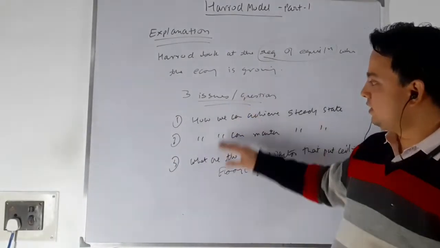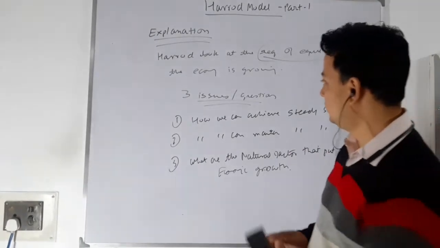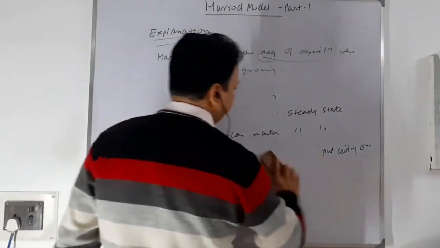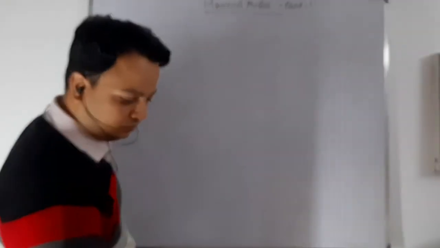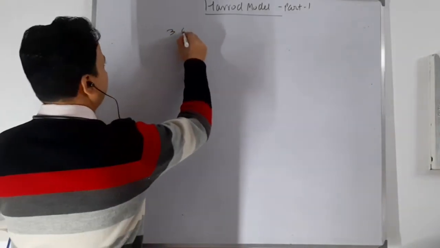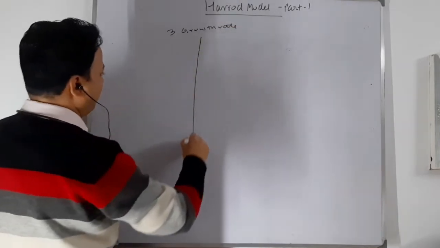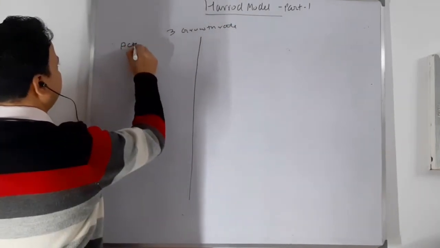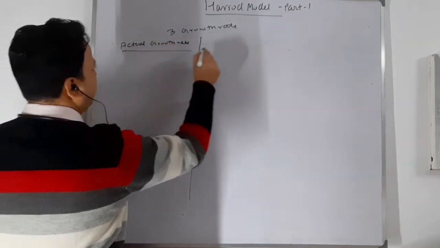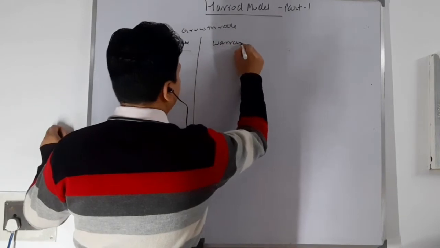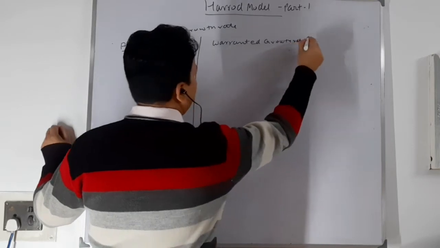To address these three questions, Harrod has given three growth rates. Write down: one is your actual growth rate. Second is your warranted growth rate. Third is your natural growth rate.